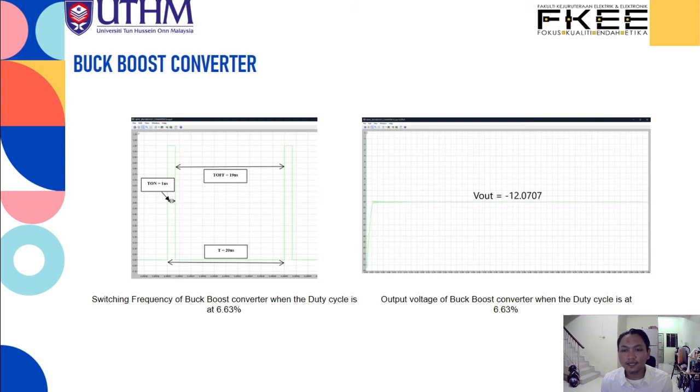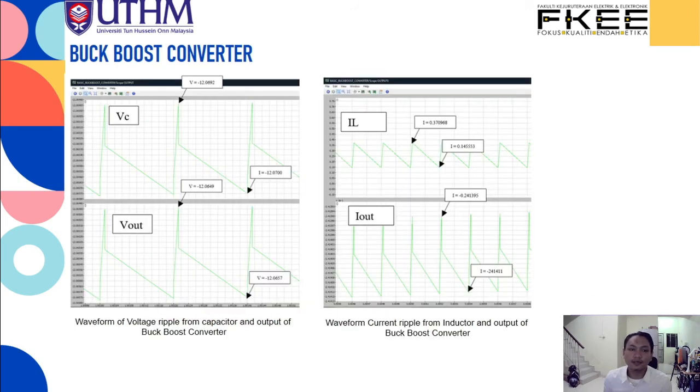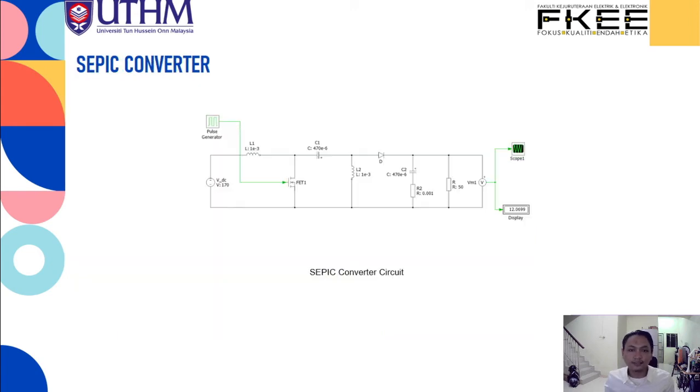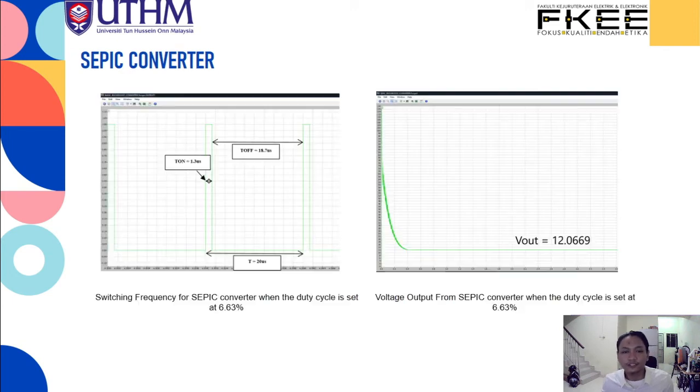On the right side is the voltage output for the buck boost converter. The buck boost converter will generate negative voltage output. Next, this is the current ripple and the voltage ripple for the buck boost converter. On the left side is the voltage ripple from the capacitor and the output of the buck boost converter. On the right side is the waveform for the current ripple from the inductor and the output of the buck boost converter.